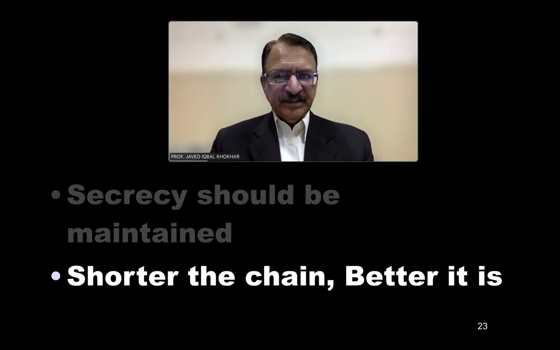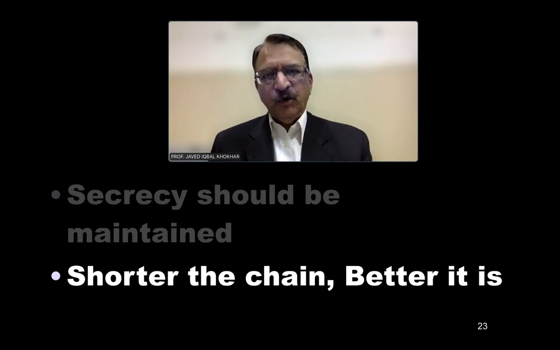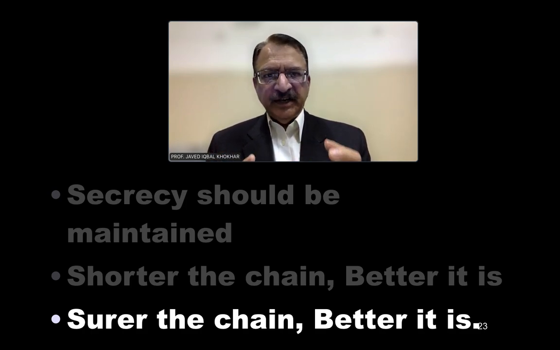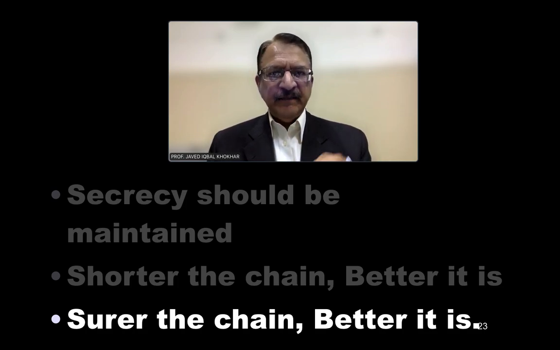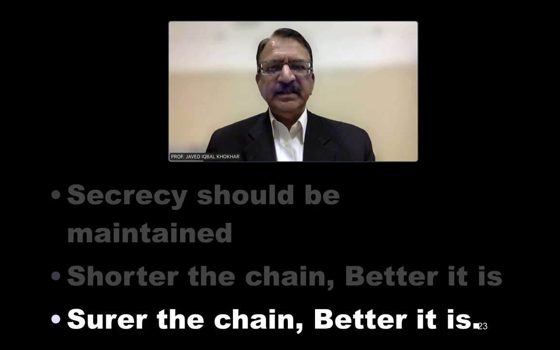For maintaining the chain, it is said: the shorter the chain, the better it is. That means the minimum number of persons should be involved in handing over and taking over. Then, the surer the chain, the better it is. The persons handing over and taking over should certify on the written receipt with their name, signature, date and time. So that is the surer chain. They maintain the chain with surety; the persons taking over and handing over are listed. So shorter the chain, surer the chain: these are the main basic principles, and secrecy is the number one objective.